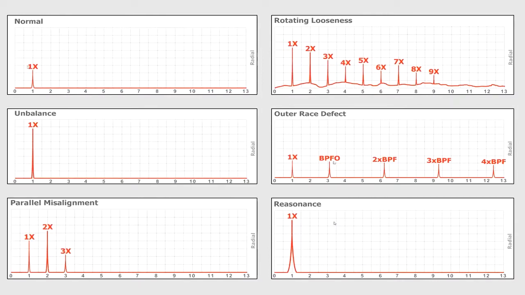And if the coupling loosens, multiple peaks would be seen at distinct harmonics. Similarly, if there is a bearing defect, peaks are observed at distinct harmonics of both bearing frequencies. Finally, if the resonant frequency of the motor matches the rotational frequency, we would observe a scenario called resonance.